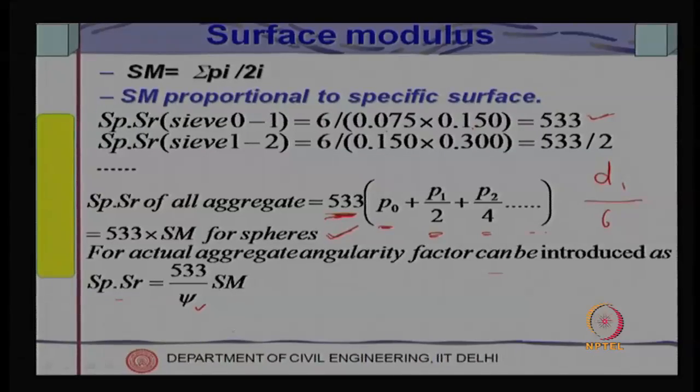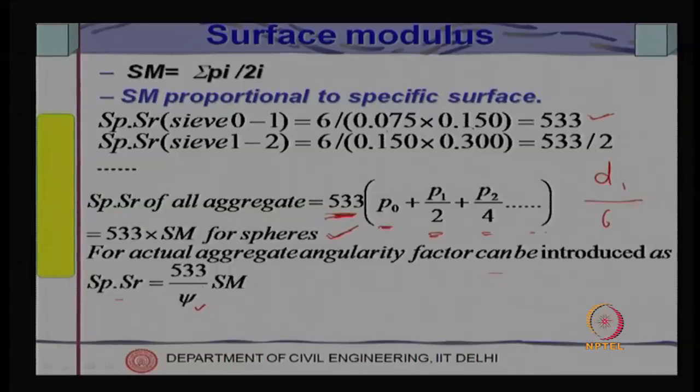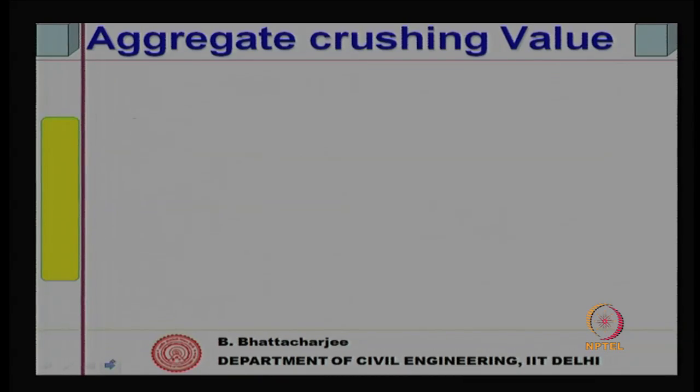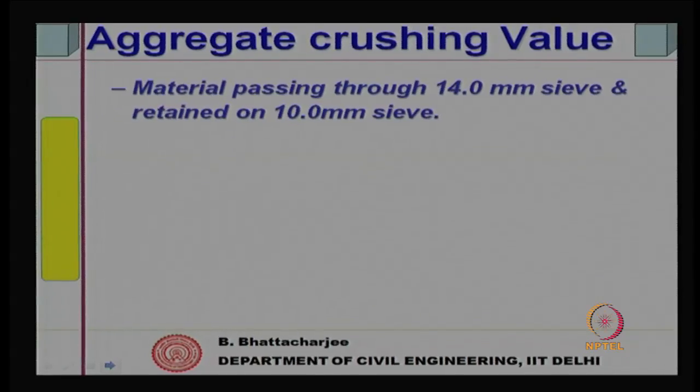So, this is what surface modulus is, because for a sphere, the surface area is minimum. For an irregular shaped particle, surface area will increase. So, 1 by xi, which increases with irregularity or angularity, will be the specific surface. So, from surface modulus, you can calculate the aggregate surface area, the specific surface of aggregate, that is area per unit volume. You get an approximate idea about this.